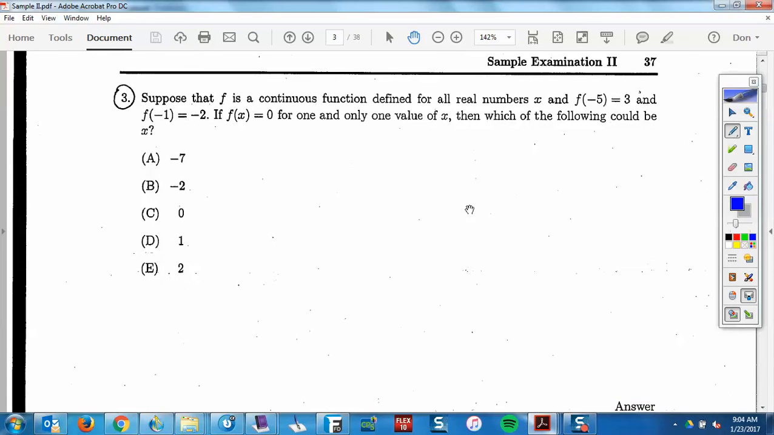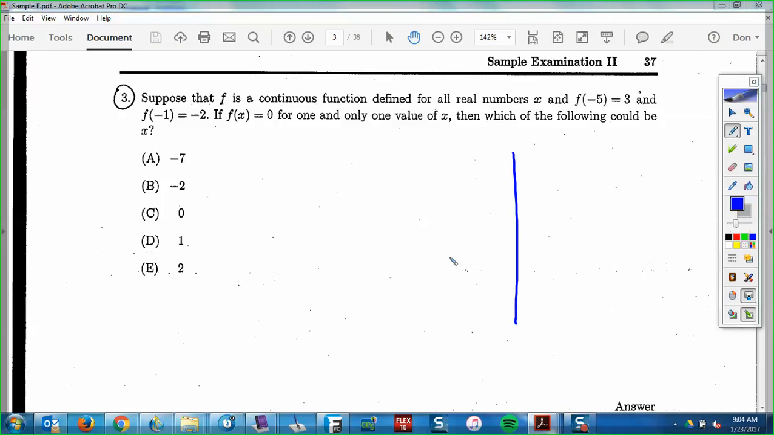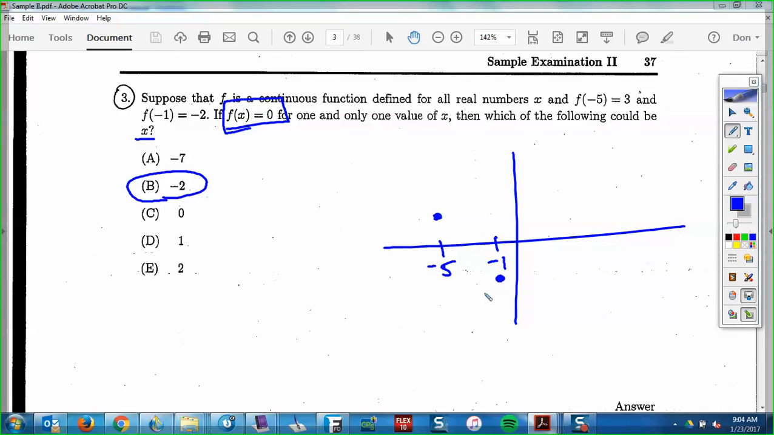Suppose that f is a continuous function defined for all real numbers x, and f of -5 is 3, and f of -1 is -2. If f of x is equal to 0 for one and only one value of x, which of the following could it be? Why? The intermediate value theorem. How about that, right?